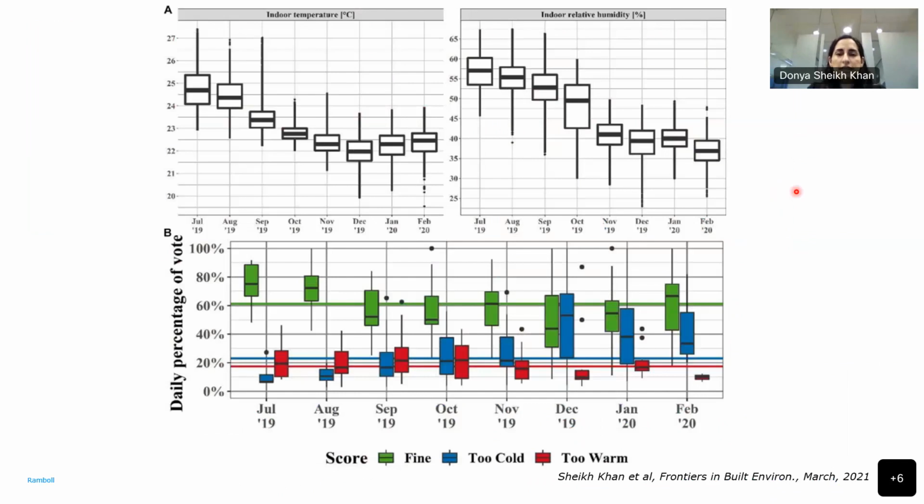And what we could see is, so this is the summarized version of the results. It was a 6-month study. The top figure shows the indoor temperature and relative humidity. The bottom shows the daily percentage of votes. And this tells us how the temperature was in the office spaces and the voting pattern during that period of time. And we can see that during November, December, the temperature was quite low, and also the number of complaints had increased at that time.